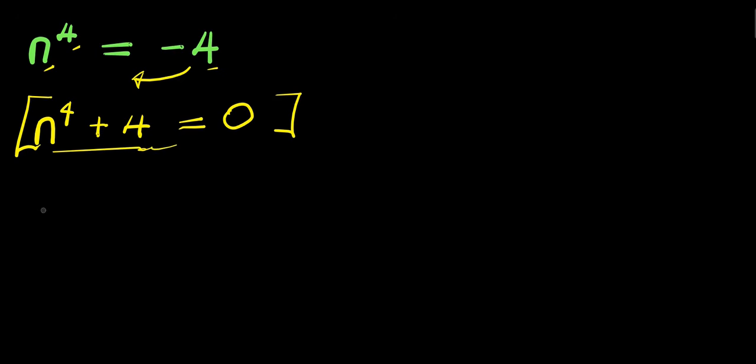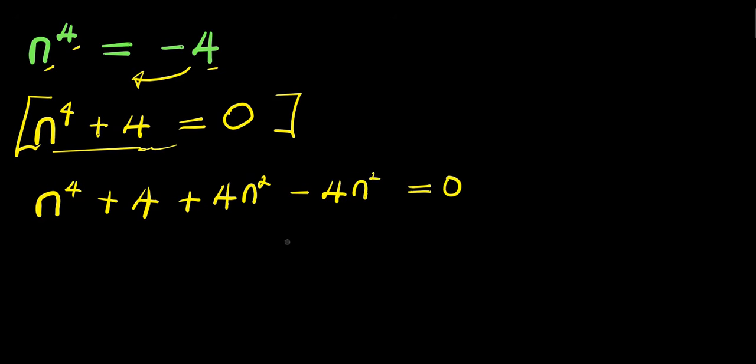So, the trick is, if you have n power 4 plus 4, I can decide to add another 4n squared, and also I subtract the same 4n squared, and this equals 0. Now, if you look at what happens here, when you add 4n squared and you subtract the same 4n squared, this will literally cancel out. So this will still give you n power 4 plus 4 equals 0. But we needed to add this and subtract it so that we can easily factorize this.